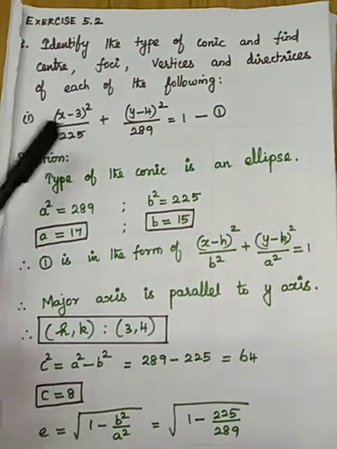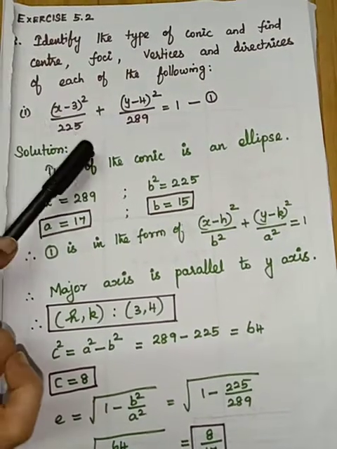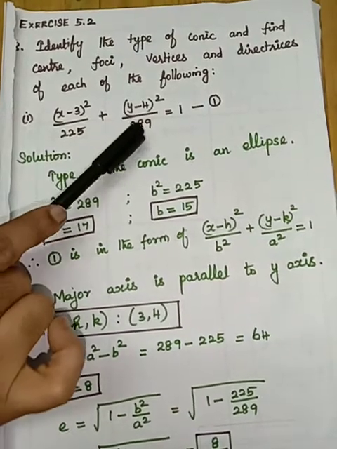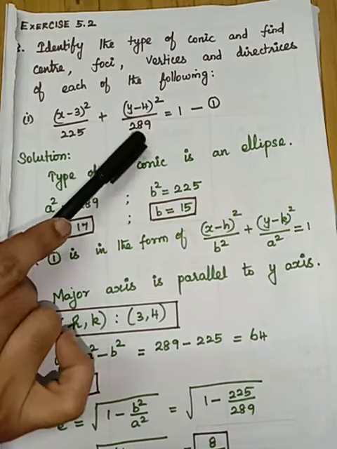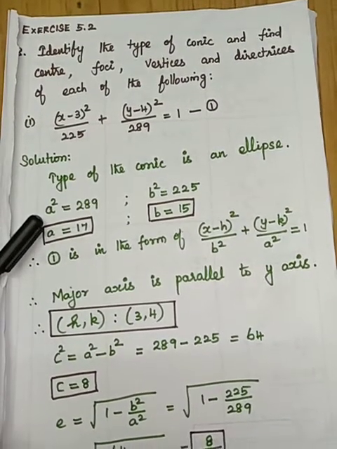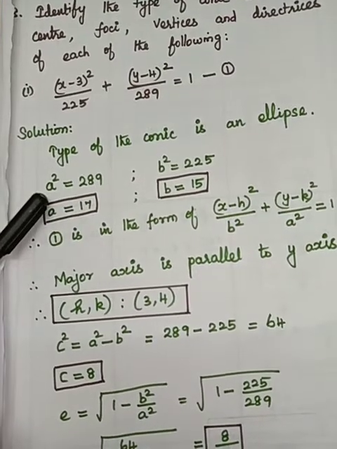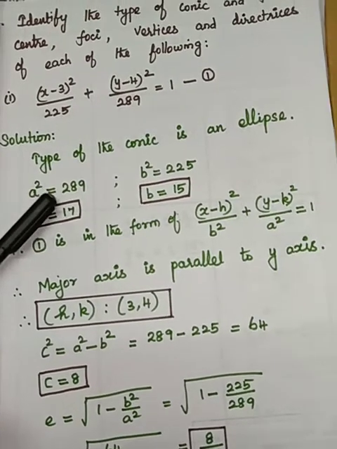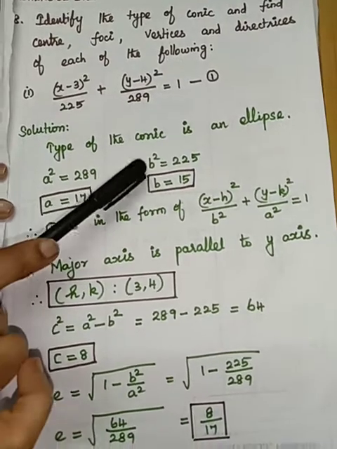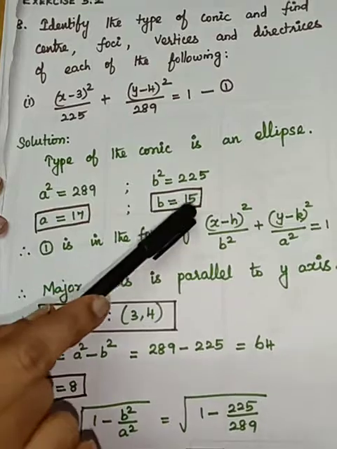Okay, so if the ellipse equation is given, first you have to see which is the bigger number. You see 225 and here 289. Which will be bigger? 289. So that has to be taken as a squared. So in an ellipse, the bigger number has to be taken as a squared. So here your a squared is equal to 289, so a is equal to 17. Next, b squared is equal to 225, so b is equal to 15.